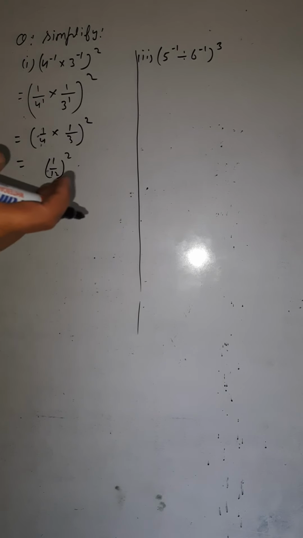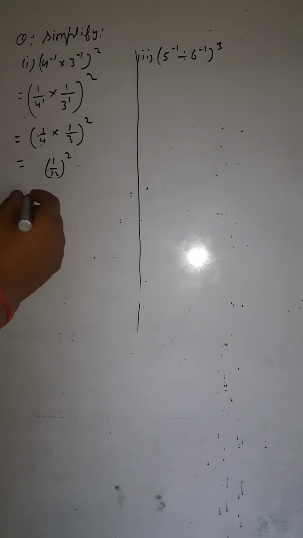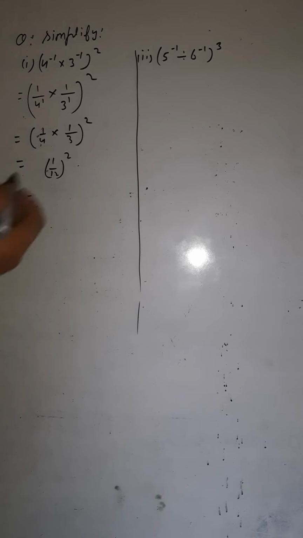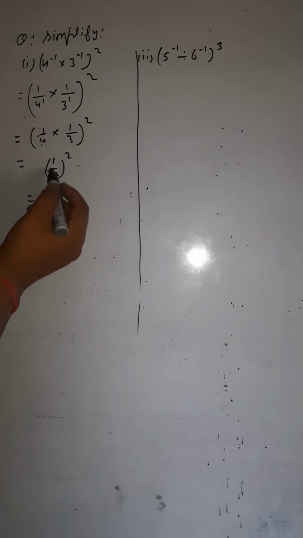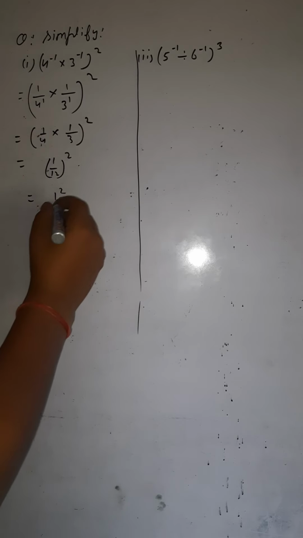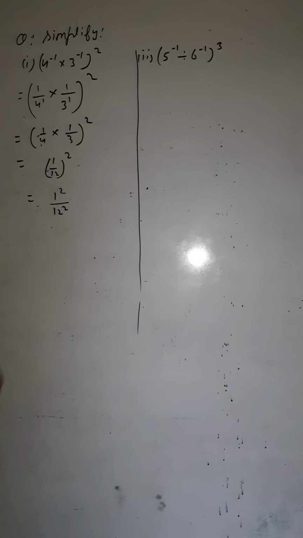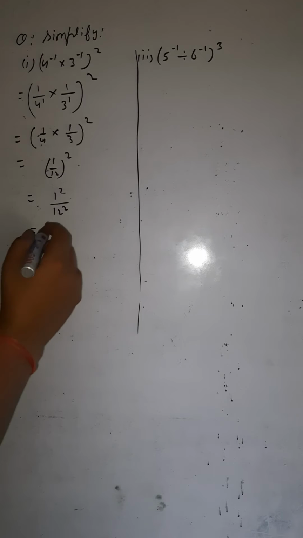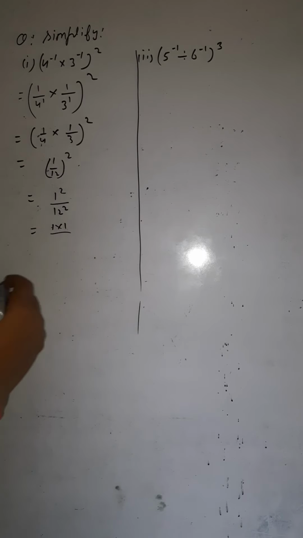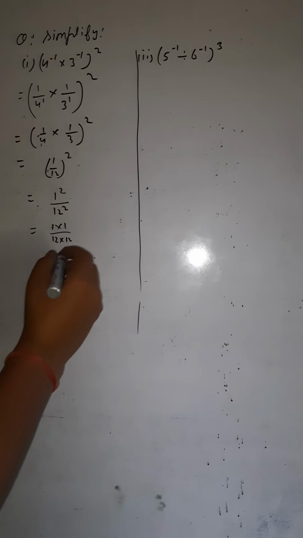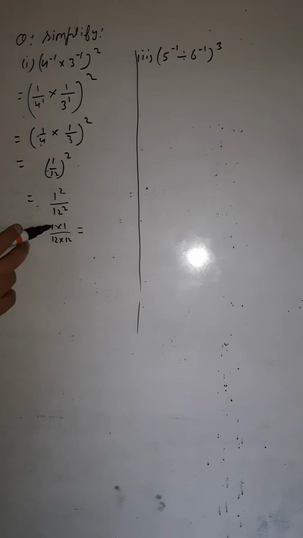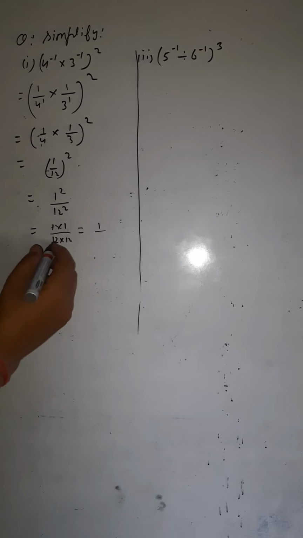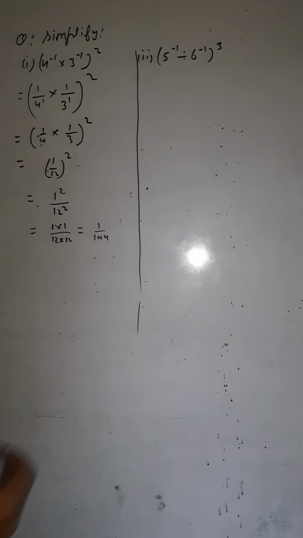If you want to simplify it further, the power 2 would be distributed to the numerator and the denominator. So it is 1 raised to the power 2 divided by 12 raised to the power 2. 1 raised to the power 2 means you multiply 1 two times, and 12 raised to the power 2 means you multiply 12 two times. So the answer would be 1 divided by 12 multiplied by 12, which is 144. So this is how you would solve the given question.